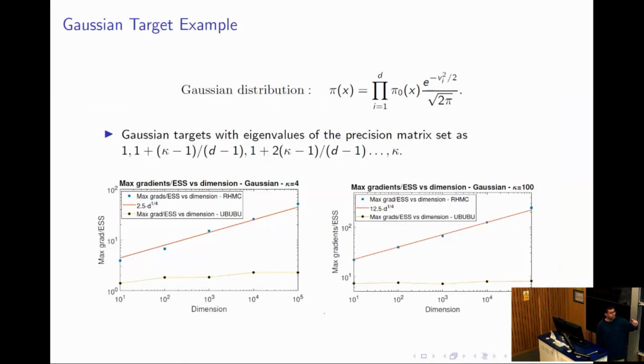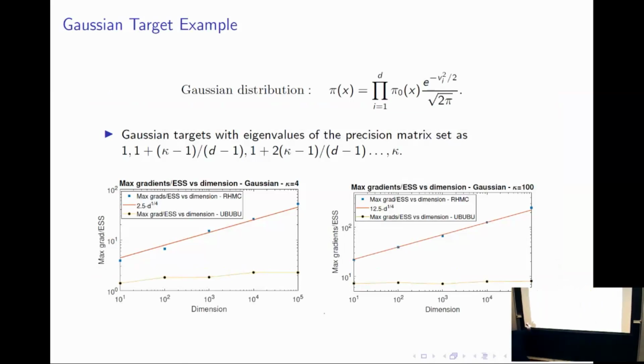What I'm testing is the dimensionality on the x-axis against the maximum gradient evaluations you need per effective sample size. By per effective sample size, I mean the number of samples you need to get an independent sample, in other words, to remove the correlation that you have. I'm comparing these two in the context of randomized Hamiltonian Monte Carlo and U-Boo-Boo.